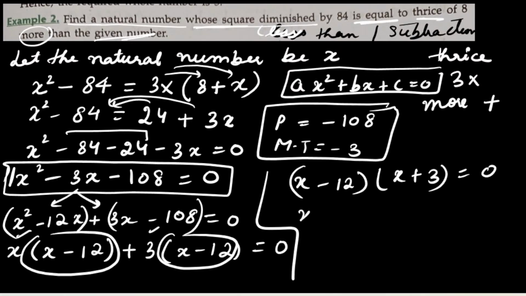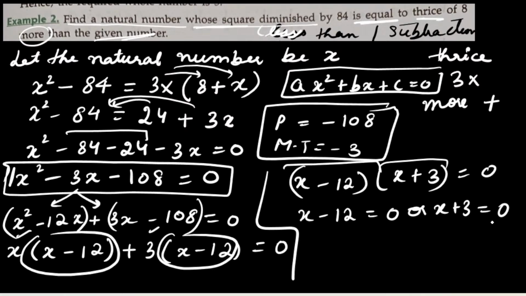If we simplify for the value of x, x minus 12 is equal to 0. One factor I am equating with 0, and the other factor also I am equating with 0. x plus 3 is equal to 0. From here we will always get two values of x, because we are solving quadratic equations. So when 12 we shift to the other side, positive 12 we will get, or when we shift 3 to the other side, negative 3 we will get.